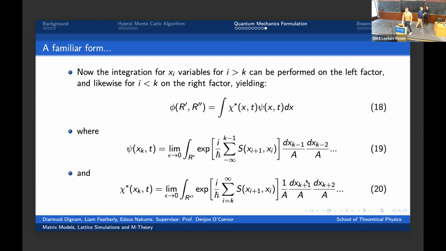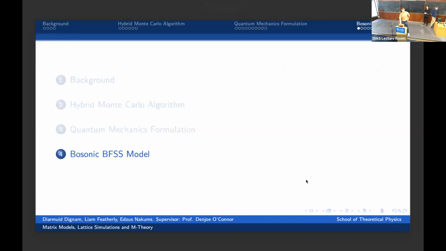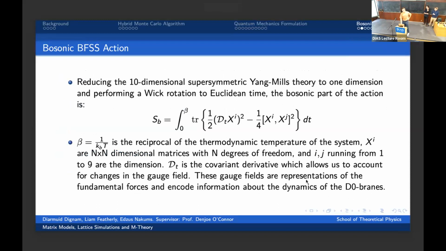Yeah, so I'm going to go through how this all comes together to the bosonic BFSS model. So taking that action that Diarmaid talked about at the beginning, we look at just the bosonic part. We do a Wick rotation to Euclidean time. You end up with this, where this upper limit beta is just 1 over Boltzmann constant times the thermodynamic temperature. And these xi are just n by n matrices, with n being the number of degrees of freedom. And this dt here is the covariant derivative, which accounts for changes in the gauge field of the system. And the gauge fields themselves are just the representations of fundamental forces for our system.